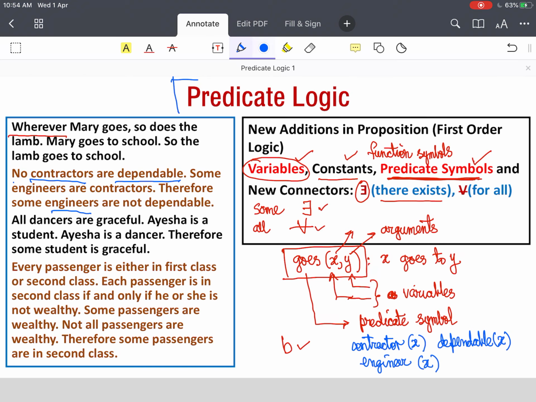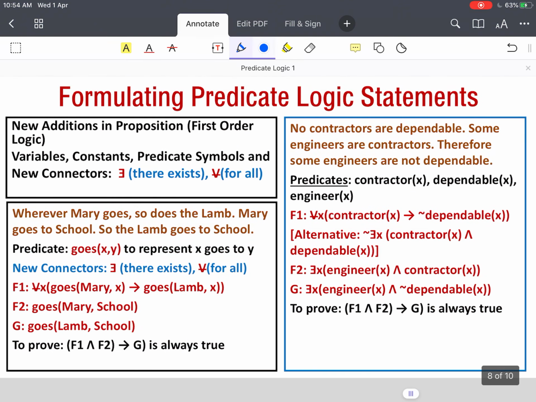Let us now do some examples. So this logic that we have talked about is also called predicate logic, or it is also called first order logic. Boolean logic or propositional logic is also called zeroth order logic because it has got no concept of variables.